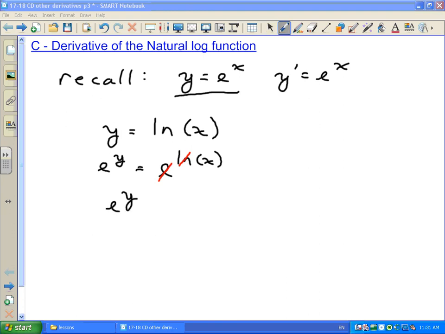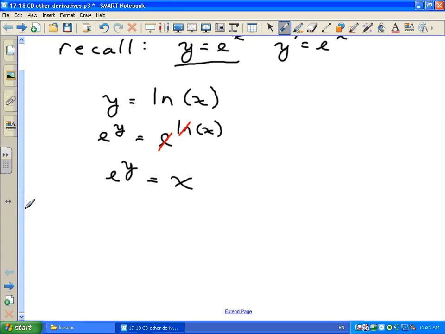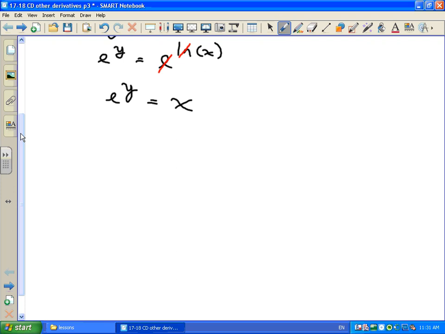So now we've rearranged this so e to the y just equals x. Basically what we've done here is we've taken the inverse of our original function. We've gone from y equals ln of x to the inverse function, which is e to the y equals x. Now let's think about how we could take the derivative of this. I want to take the derivative of both sides of this, and not y, but e to the y. So the derivative with respect to x of e to the y, and the derivative with respect to x of just x.